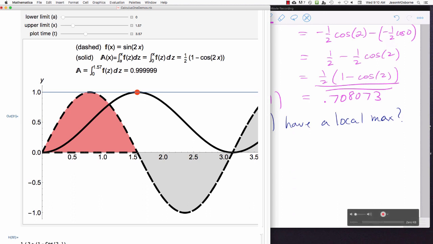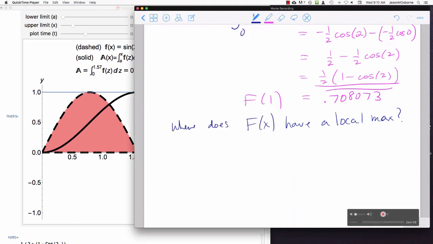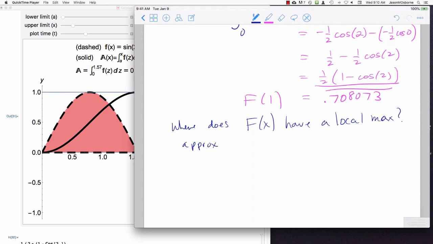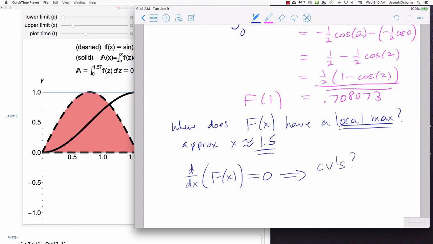Okay. Why approximately, if you have a nice graph like that shown on the computer, we have a local maximum at approximately 1.5. How do we know that? How do you find local maximums? You compute the derivative of your function and set it equal to 0 and try to solve for the critical values. What are the critical values? Okay. Well, first you have to find the derivative of the integral from 0 to x of sine of 2t dt.